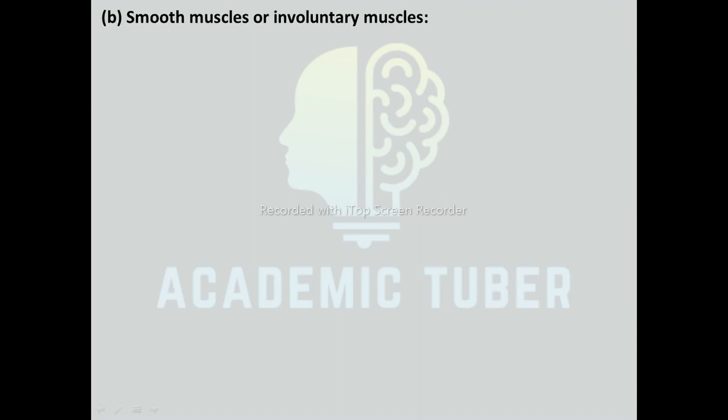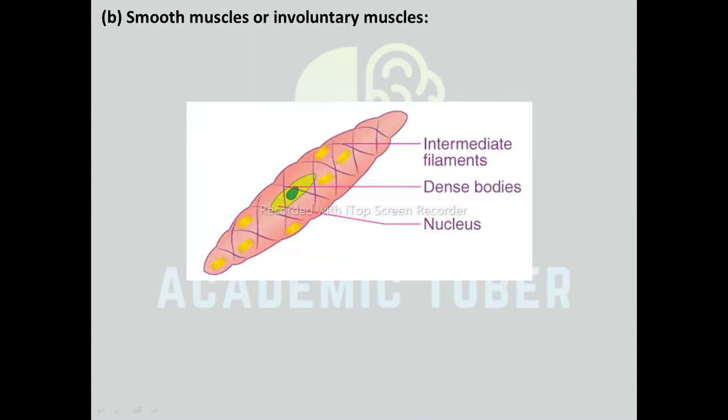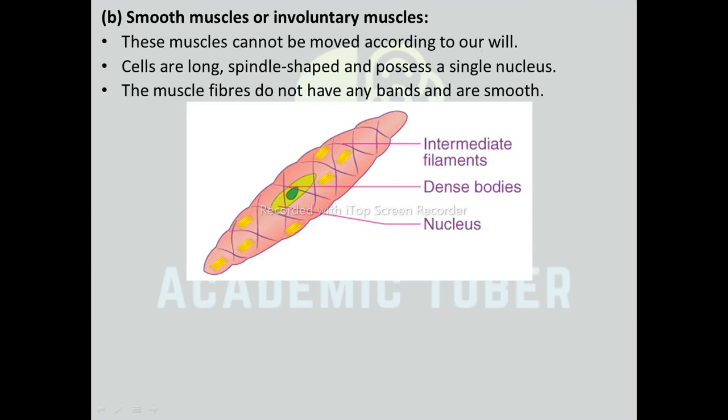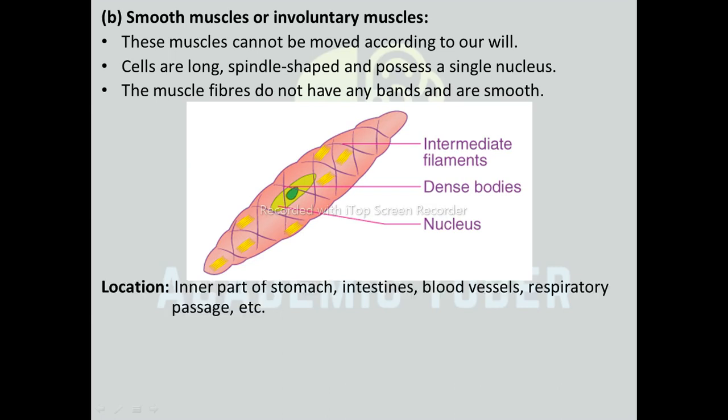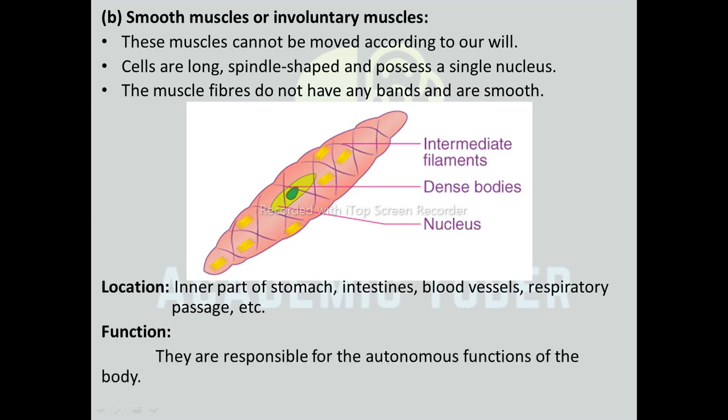Second one is smooth muscles or involuntary muscles. So here is a diagram showing the smooth muscles. These muscles cannot be moved according to our will. Cells are long, spindle shaped and possess a single nucleus. The muscle fibers do not have any bands and are smooth. They are present in the inner part of stomach, intestine, blood vessels, respiratory passages, etc. And the major function is that they are responsible for the autonomous functions of the body.